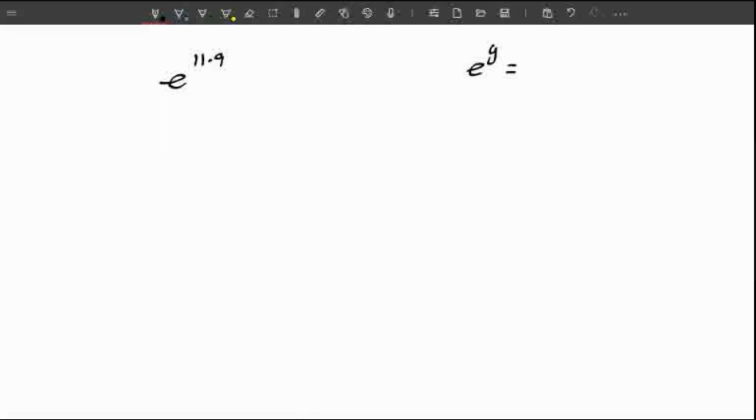Suppose e power y is there. What is the value for this? Anti-log of y by 2.3. This is the simplest formula. What is the exponent value present? Y divided by 2.3. You will get a value. Take anti-log for this, you will get the e power y answer.